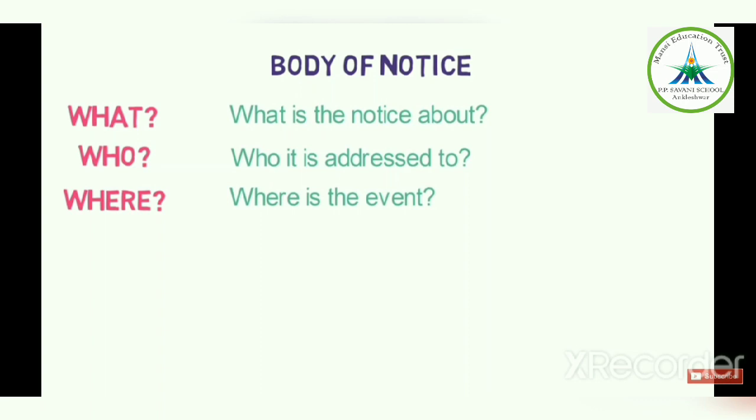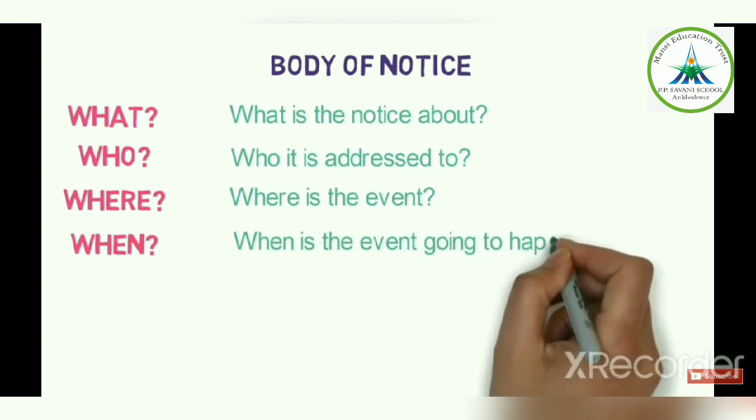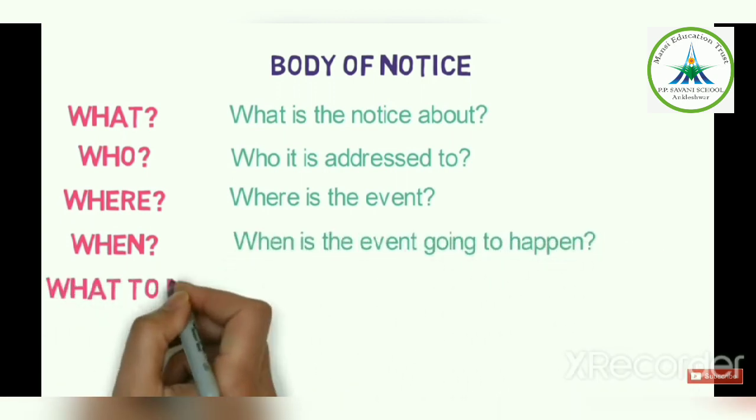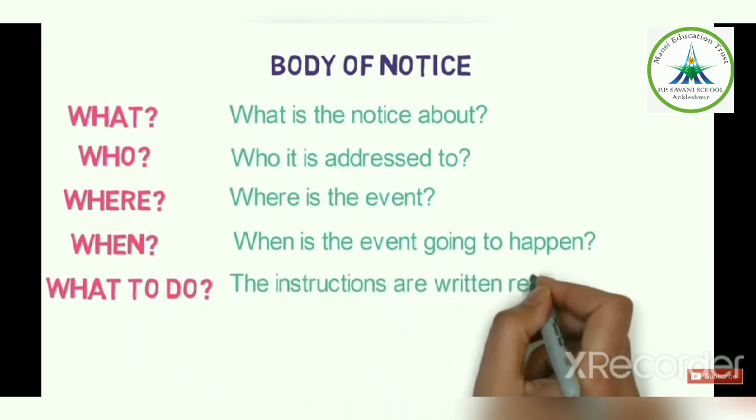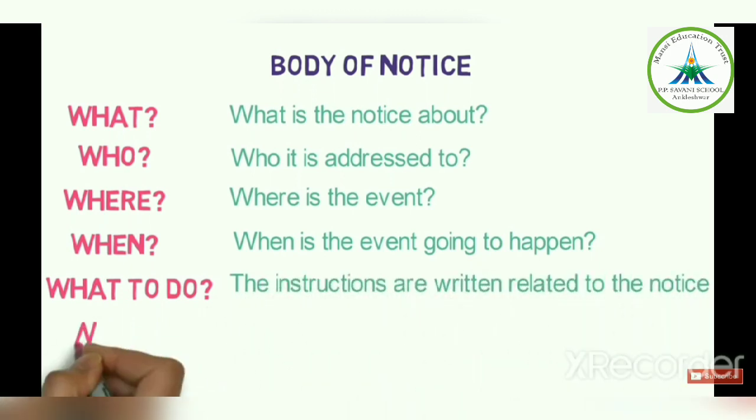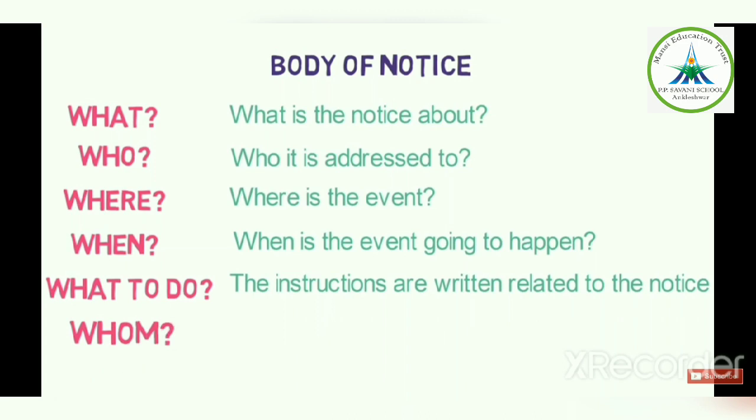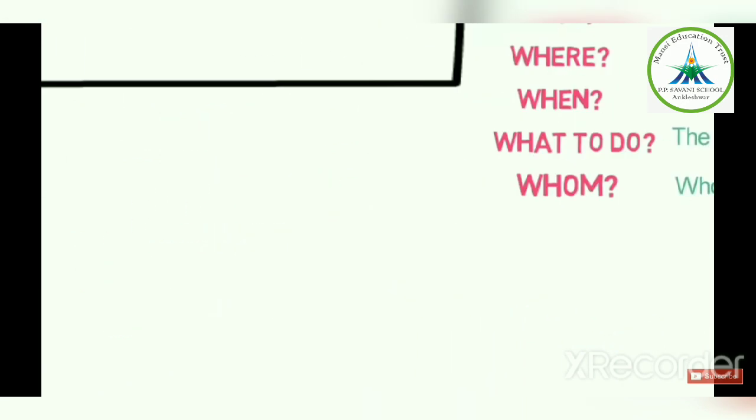If we are describing an event, it should be clear in the notice where the event is going to take place. And even when the event is going to happen. What to do? The instructions related to the notice are written. Whom? Here whom means whom to contact or get in touch with. You have written the notice, then you have to describe the person whom you should contact about the notice. With an example it should be very clear to you.